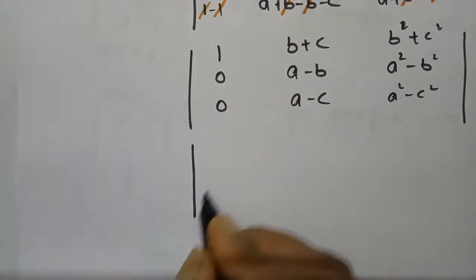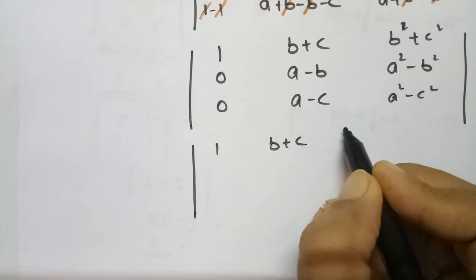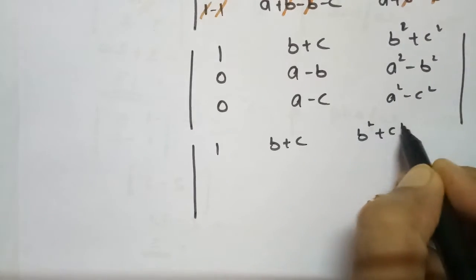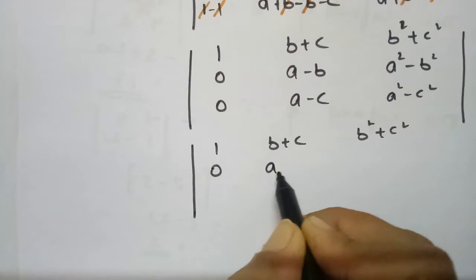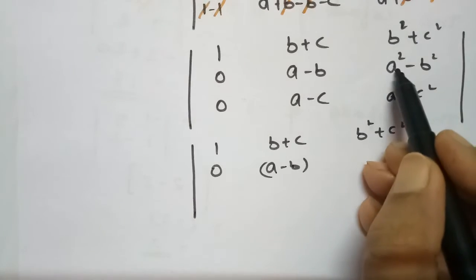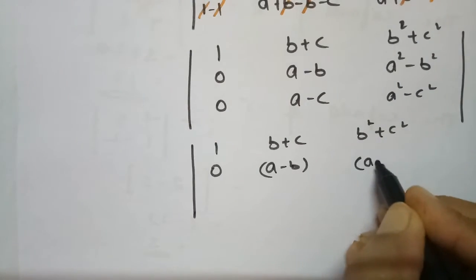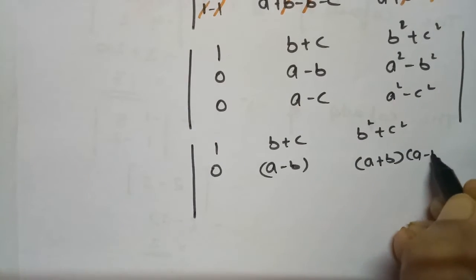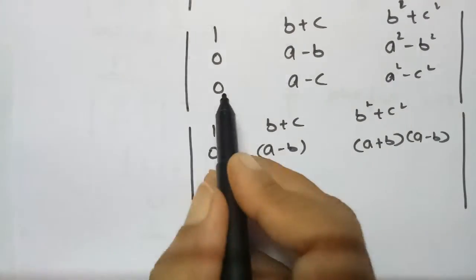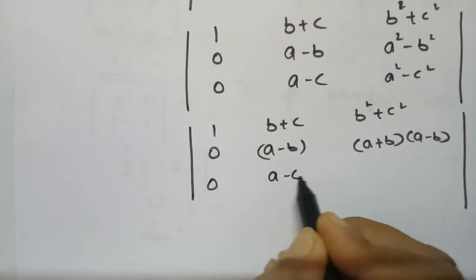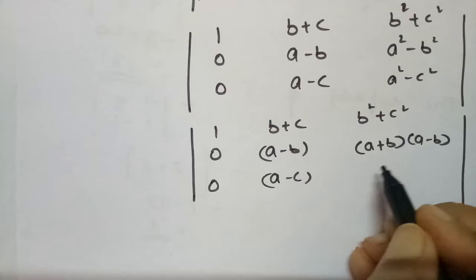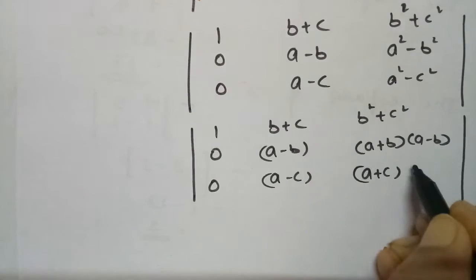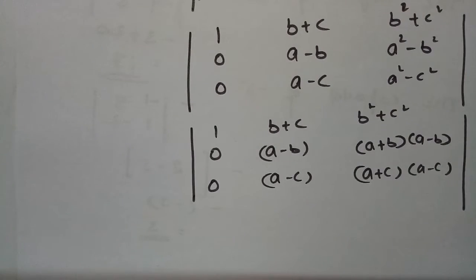And see, we can write this as 1, this is b plus c, this is b square plus c square, this is 0, this is a minus b, and a square minus b square can be written as a plus b into a minus b. And this one, this is 0, this is a minus c, a square minus c square can be written as a plus c into a minus c.